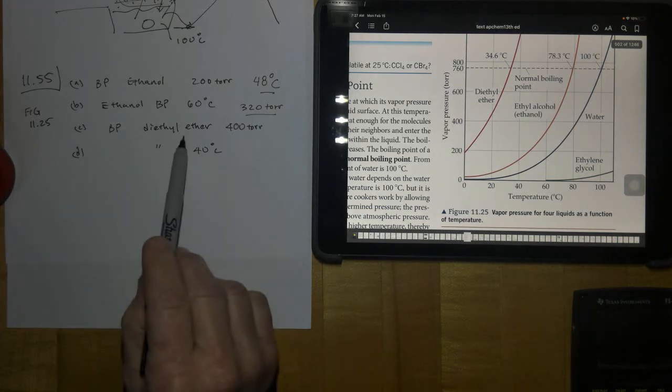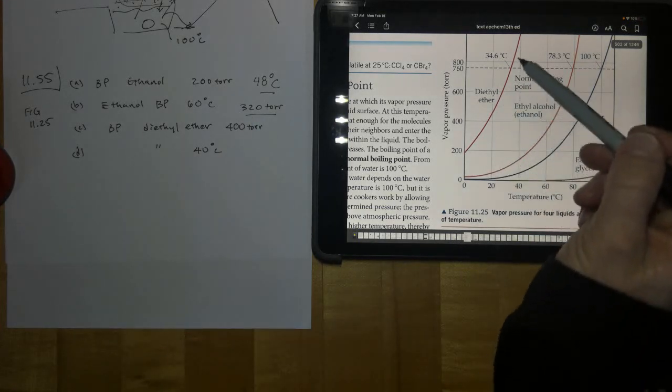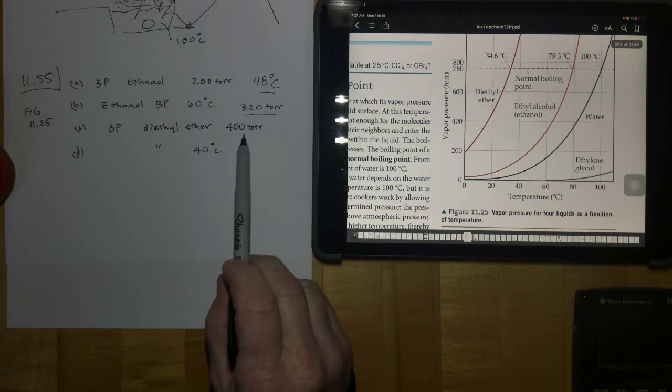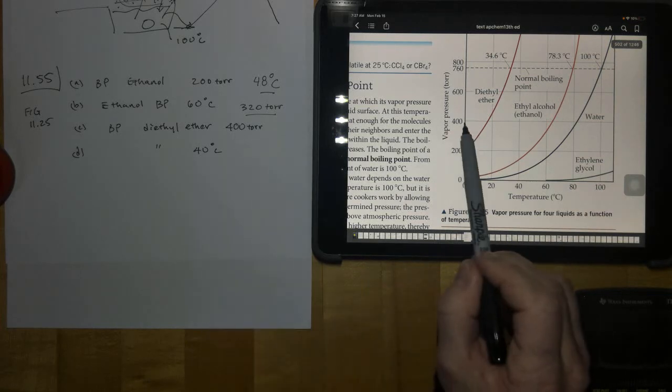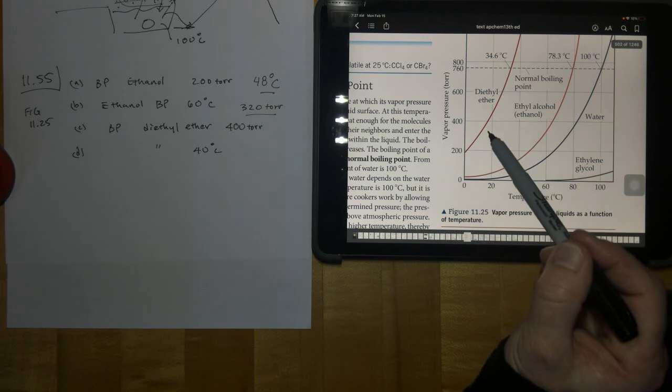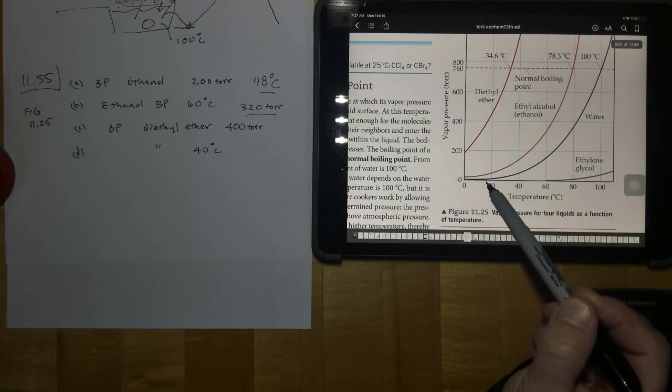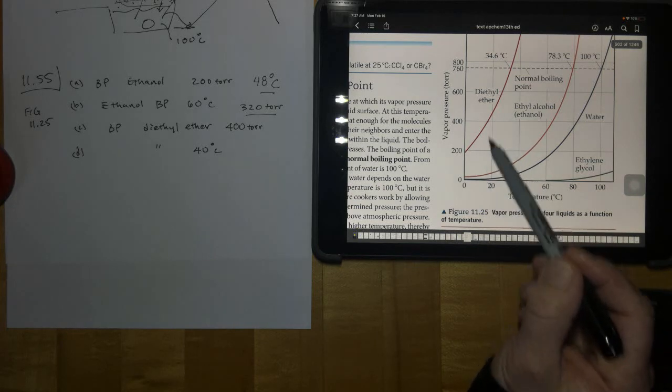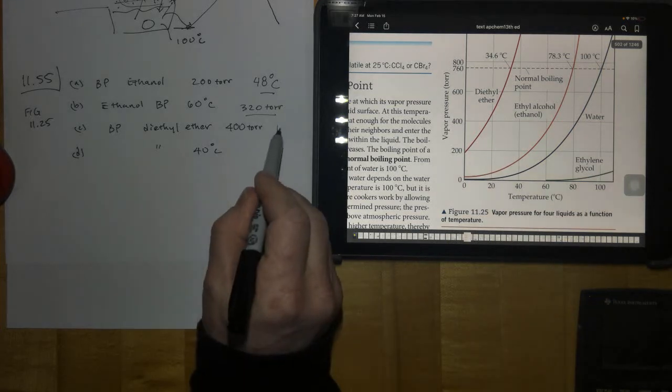Now it's asking about diethyl ether, which is over here, this red colored curve, and it's at 400 torr. What temperature is it? At 400 torr, it will boil right here below 20 degrees Celsius, so probably about 18 or so, maybe 17, something like that.